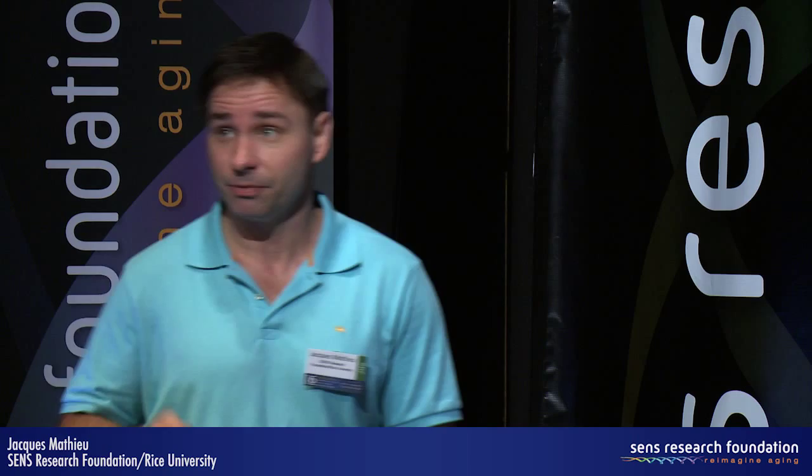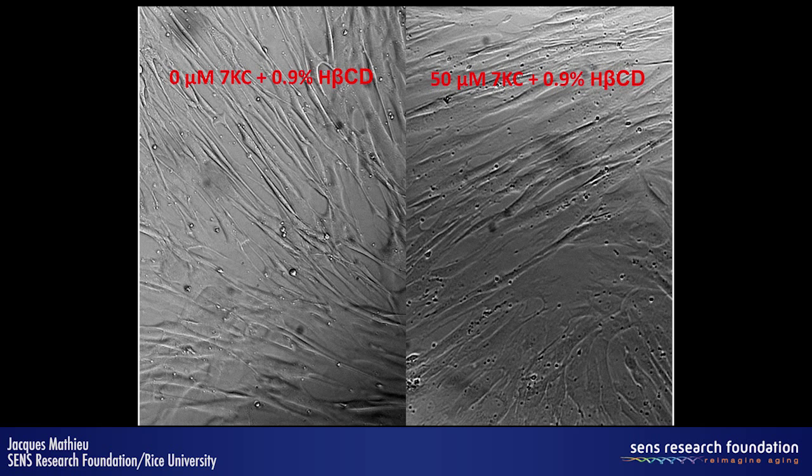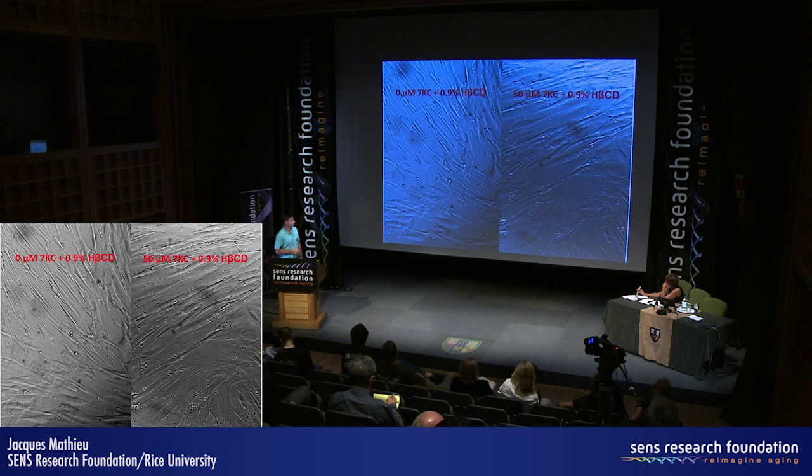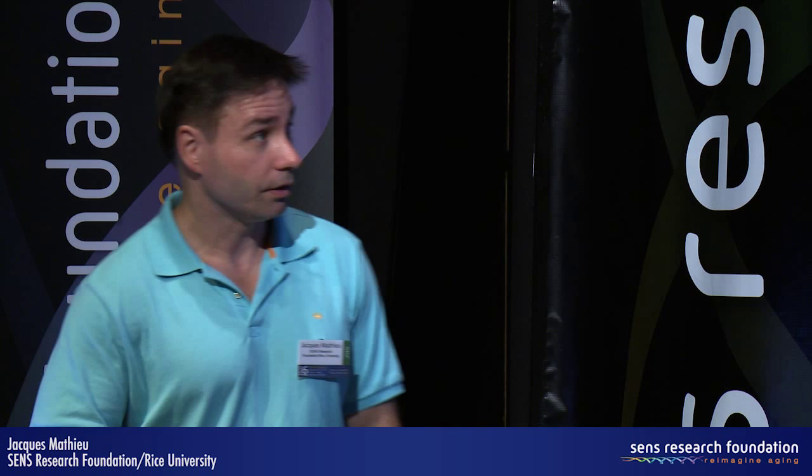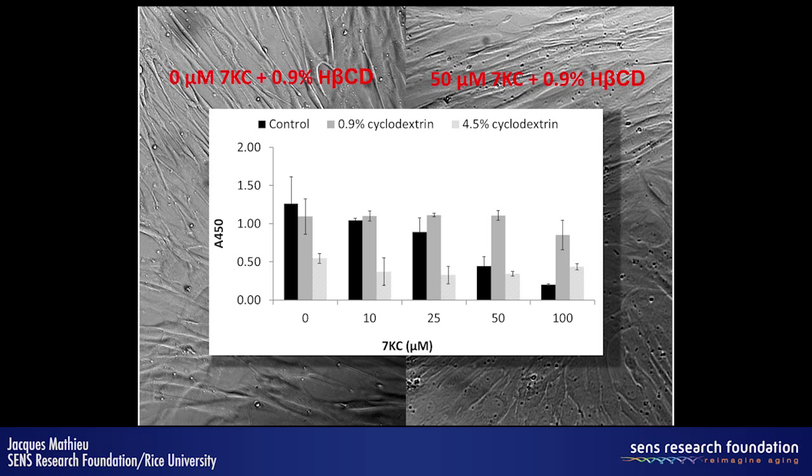So we started off looking at cyclodextrin based on some early results we got. To illustrate, if you remember the previous picture, this is the same concentration of 7-KC that previously killed all the fibroblasts. By treating with 0.9% cyclodextrin, we basically completely eliminated the cell death induced by 7-ketocholesterol. These are the cell viability assays we did, and you can see even at 100, which is probably the most we would ever see, we still significantly increased cell survival, almost completely, with cyclodextrin.